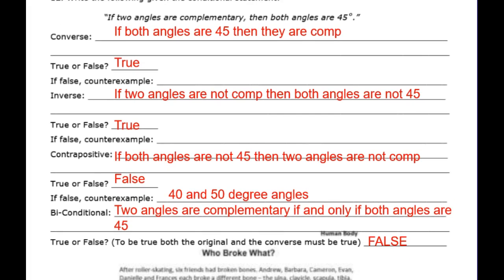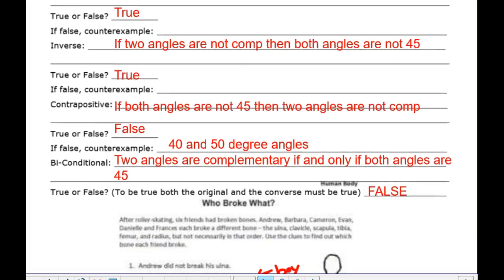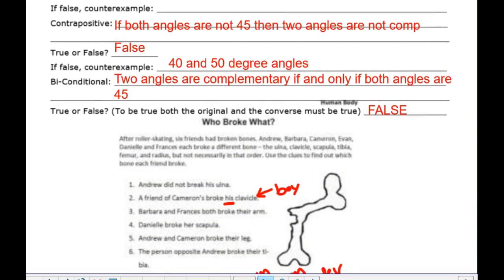Contrapositive, switch the order, make them opposite. If both angles are not 45, then two angles are not complementary. That is false, okay? Because you could have 40 and 50 degree angles. Those are both not 45, but they are complementary. And then for biconditional, you have to use if and only if, okay?